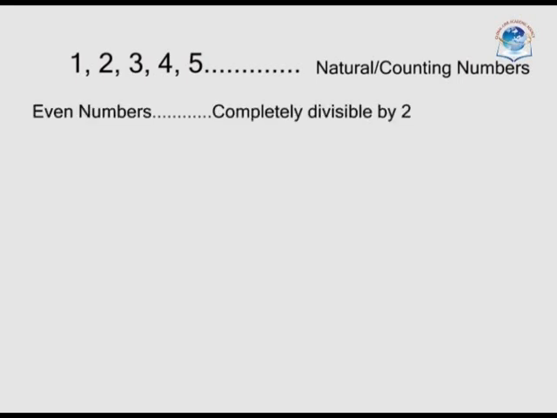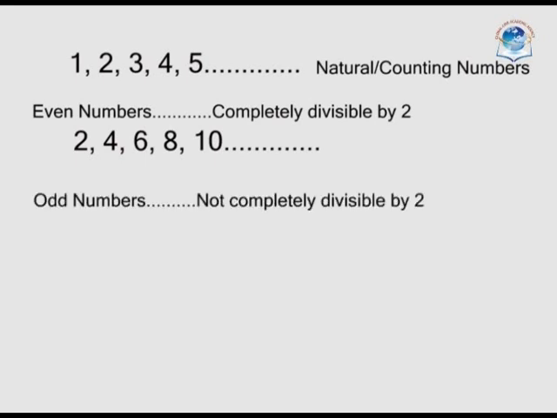Even numbers are all natural numbers that are divisible by 2. So the first 5 even numbers are 2, 4, 6, 8, and 10. Odd numbers are the exact opposite of even numbers. They are not completely divisible by 2. There is always a remainder of 1. And so 3, 5, 7, 9, and 11 are odd numbers. Do you think 1 is an odd number?